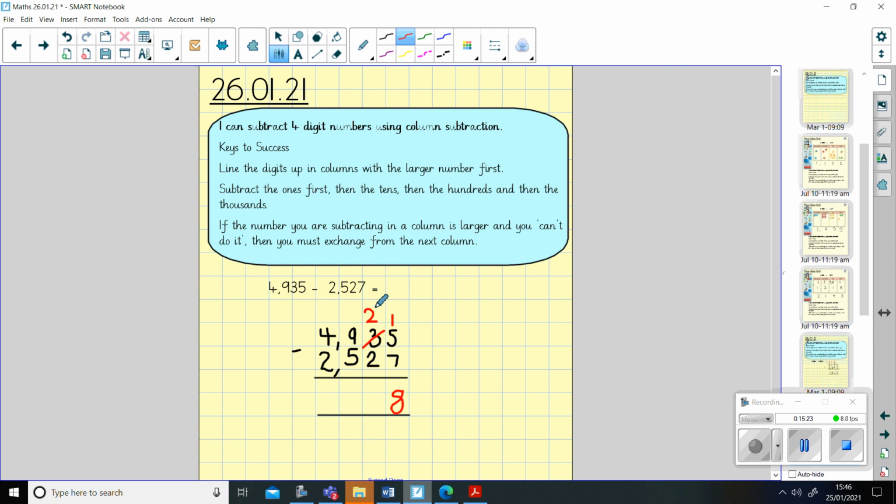Okay, so now it's a new calculation here. It's 2 take away 2, which leaves me with 0. 9 take away 5, which is 4. And then finally my thousands, 4 take away 2, which is 2. So the answer to this calculation is 2,408.